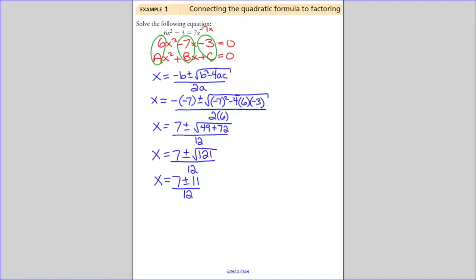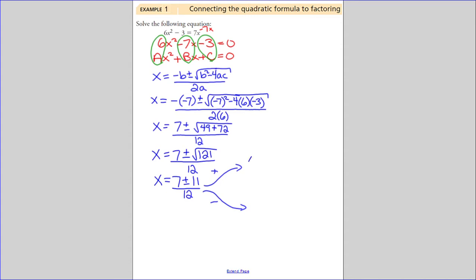So this plus or minus symbol right here means that you can solve this in two different ways. We can solve the plus version of this equation, and we can solve the minus version of this equation. And so really we have to break this apart into two separate equations, or two separate parts. We can do the plus side and then the minus side.